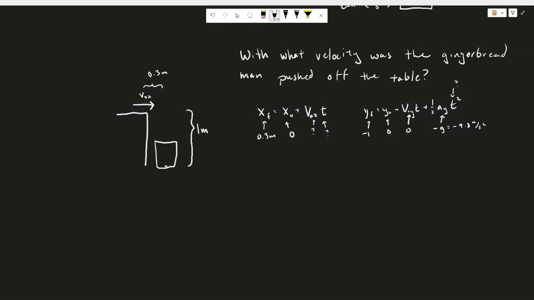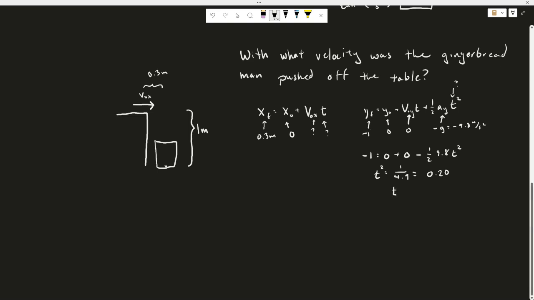Now rewriting this with all of my given information, I'll get -1 equals 0 plus 0 minus 1/2 times 9.8 t squared. Solving for t, I'll end up with t squared equals 1 over 4.9, and this is 0.20. And if I take the square root of that, I get that t is equal to 0.45 seconds.